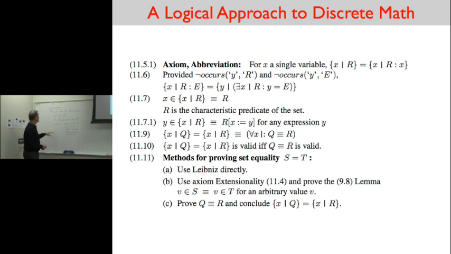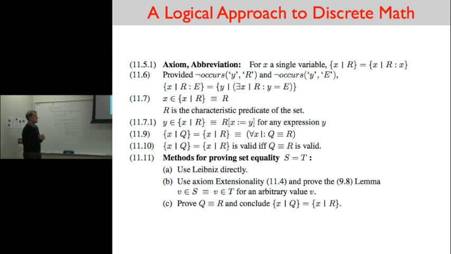So that's the idea behind the characteristic predicate. Okay, let's go on now. 11.9, what does 11.9 say? It says the set over X range Q equals the set over X range R is equivalent to, for all X, Q equivales R.